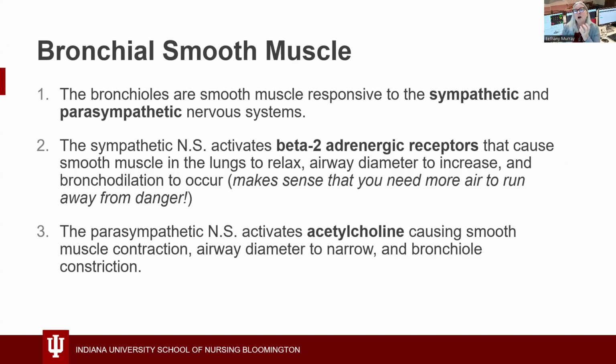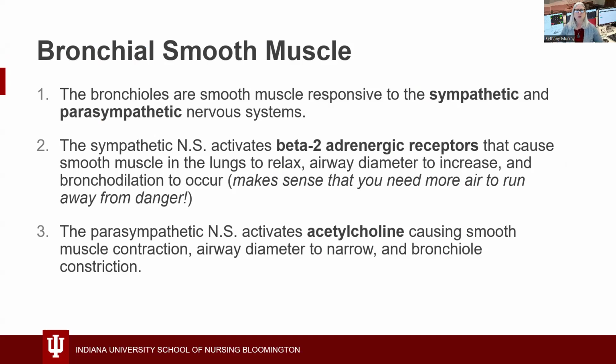So you need more oxygen if you need to run away from a saber-toothed tiger. It makes sense that the sympathetic nervous system would relax our breathing apparatus, would relax our bronchioles so that we can get more air exchanged in and out when we need to run from danger. And we don't need that when we're at our rest and digest. So the parasympathetic nervous system is our rest and digest.